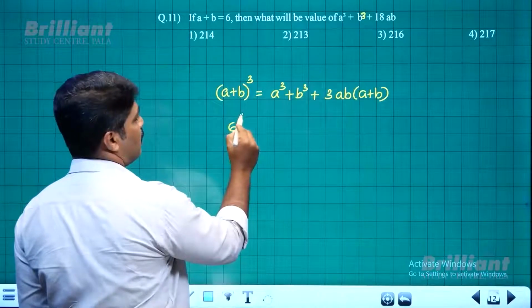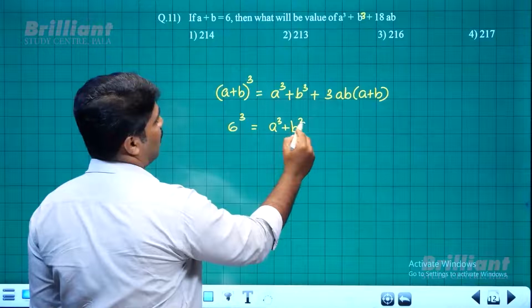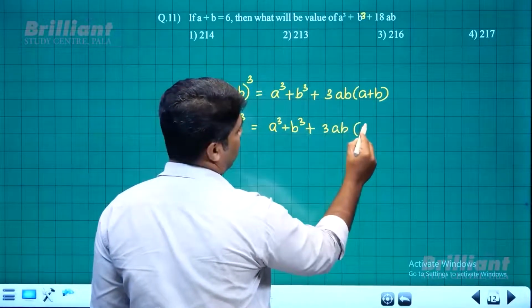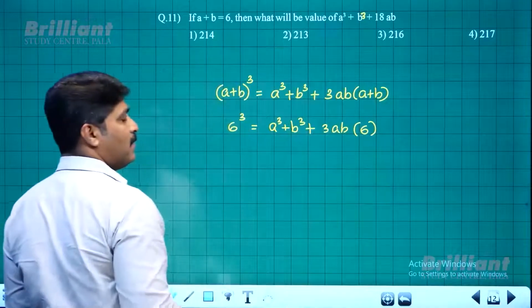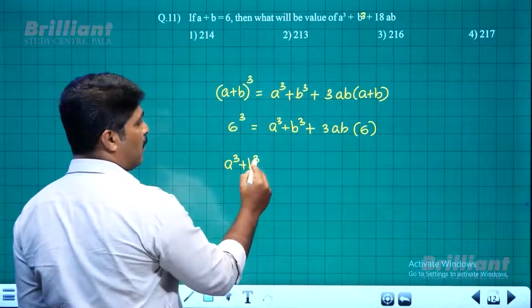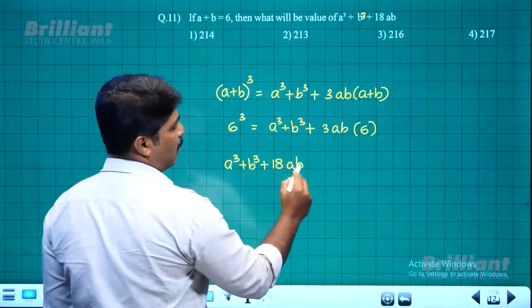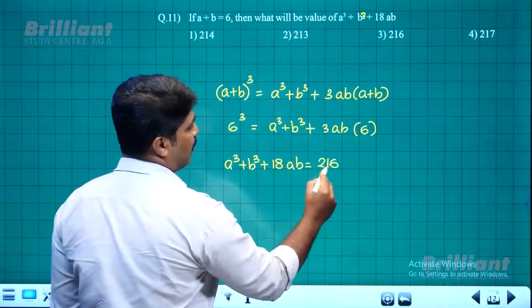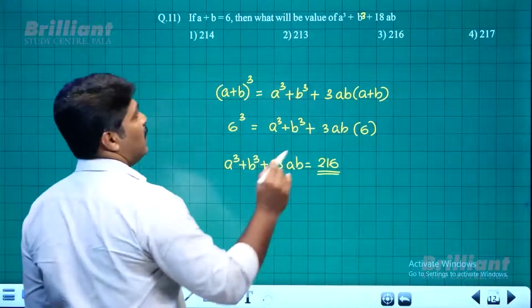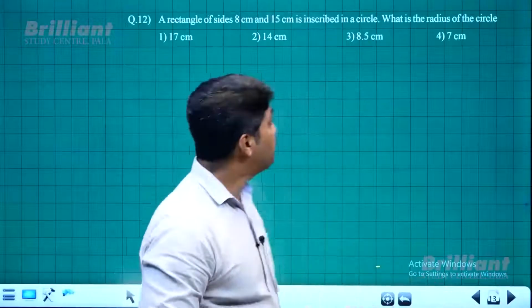That is 6 cube, equal to a cube plus b cube plus 3ab into (a plus b). We don't know what is the value of ab, but a plus b is 6. So just observe this on the right side: a cube plus b cube plus, so what about this one? This is 18ab. So what is 18ab on the right side? That's equal to 6 cube, that is nothing but 216. Hence the answer is option 3. Clear? Move to the next question.